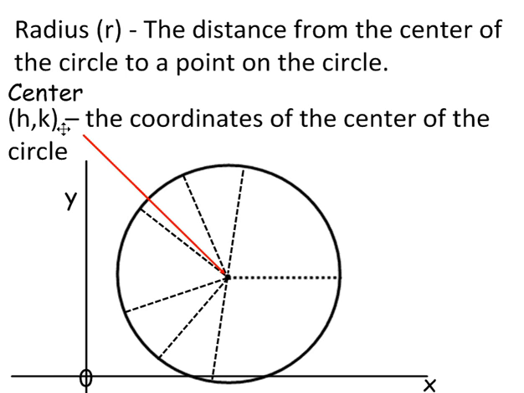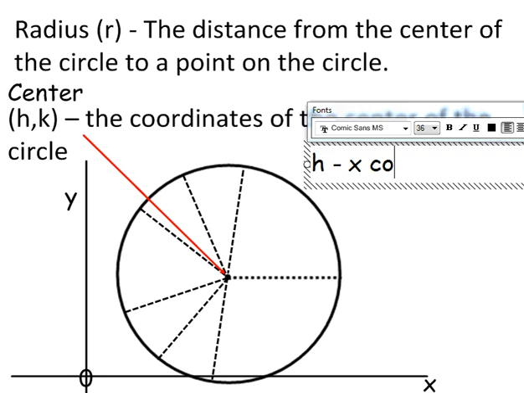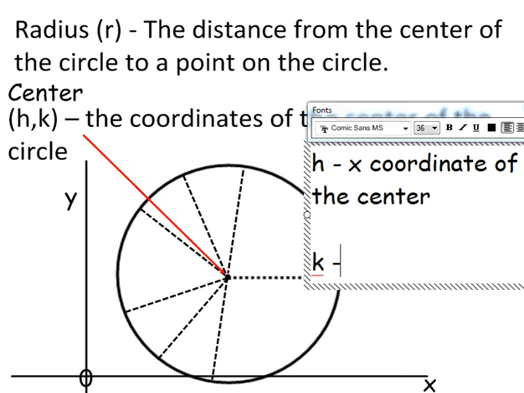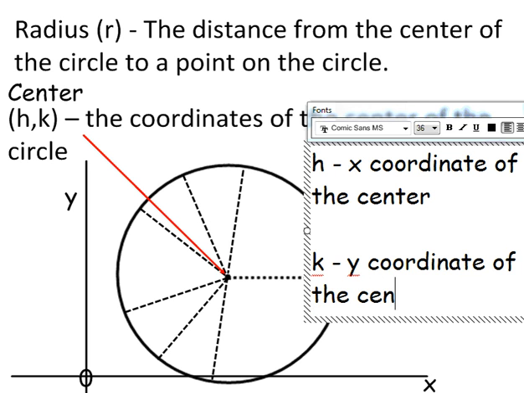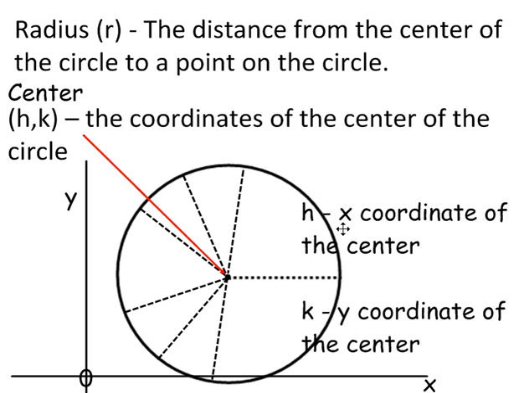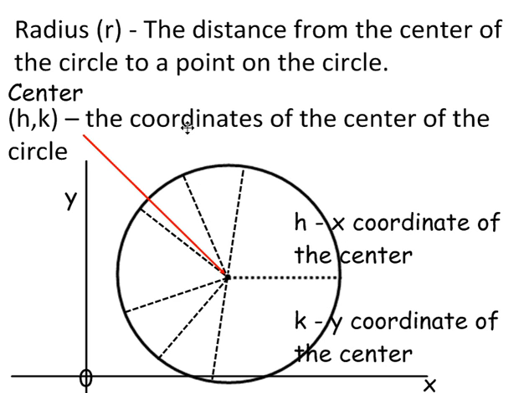H and k represent the coordinates of the center. So h and k are a set of coordinates. H is the x-coordinate of the center, and k is the y-coordinate of the center. Okay, so that's some basic stuff there. So the radius is represented by r, and the center is represented by h, k.